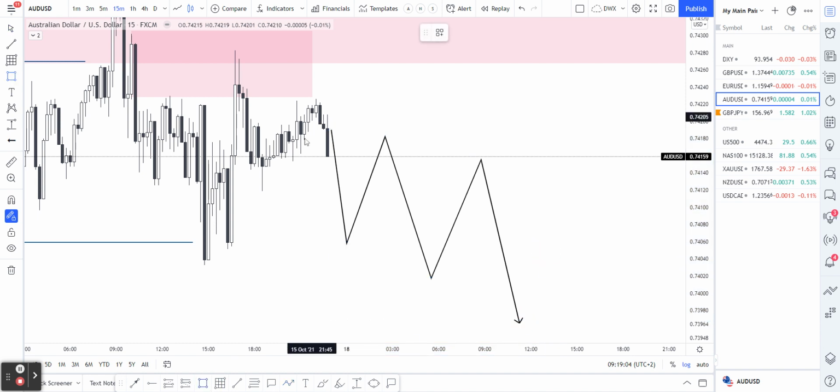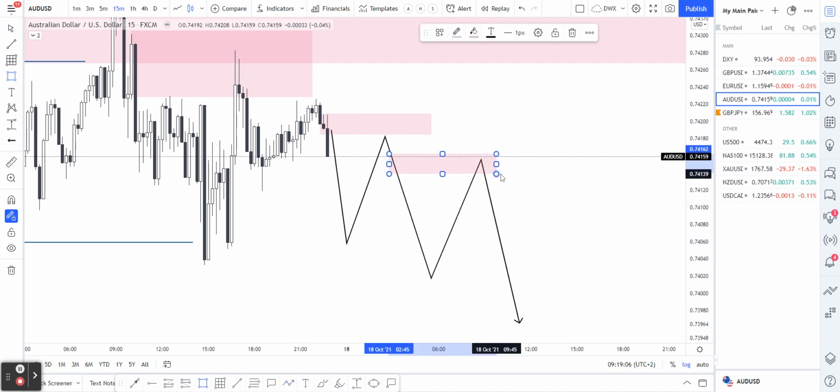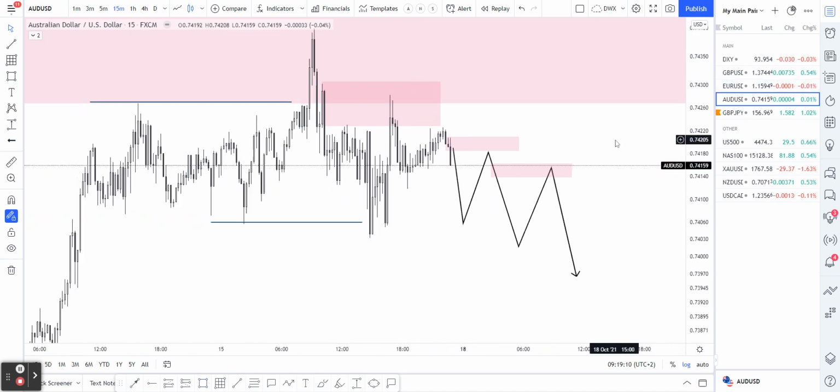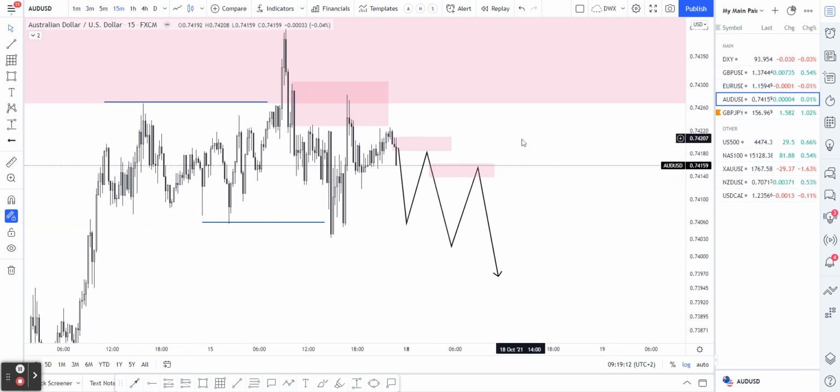So for this one, I do think we'll need some more confirmations to take a short. But I do think shorts early on in the week, and then we'll have to see throughout the week if our bias changes and what happens next.